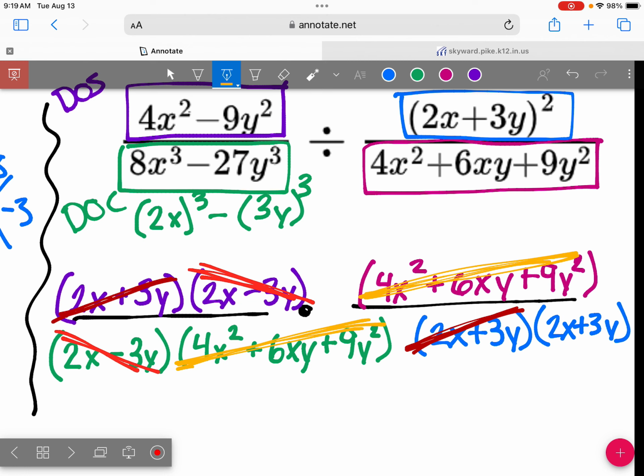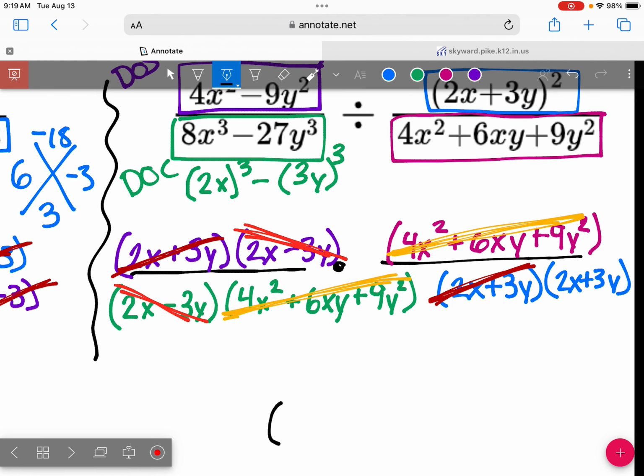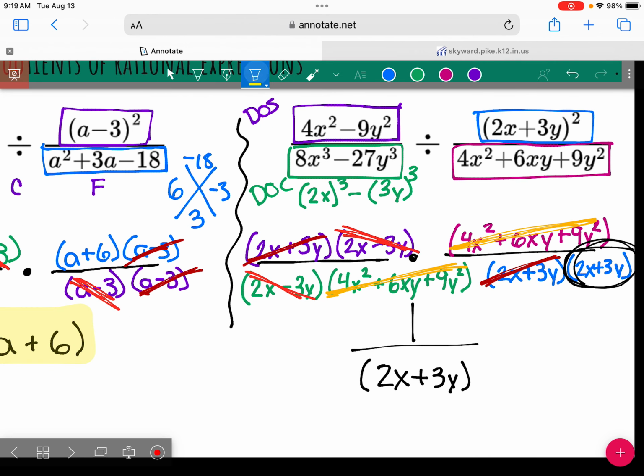So what do we have that's left? 2x plus 3y. Is my answer 2x plus 3y? Like this? 1 over. This guy's in the denominator. 1 over 2x plus 3y. It doesn't get to move up just because it's the only thing left. So almost everything canceled out, but we are left with a fraction here. 1 over 2x plus 3y.